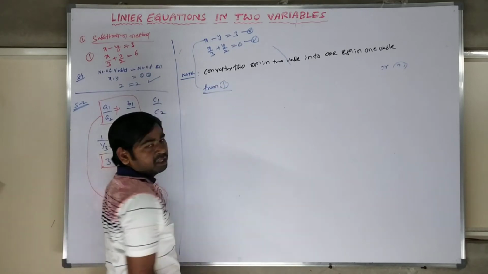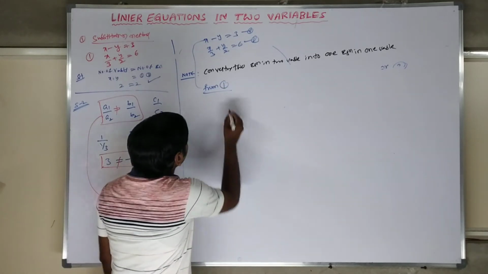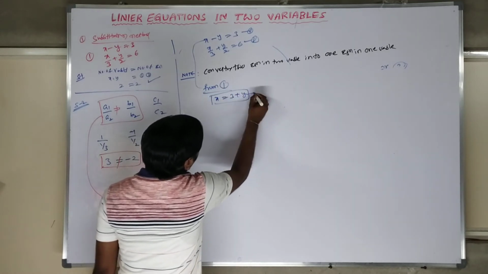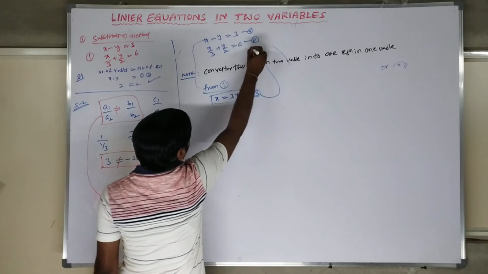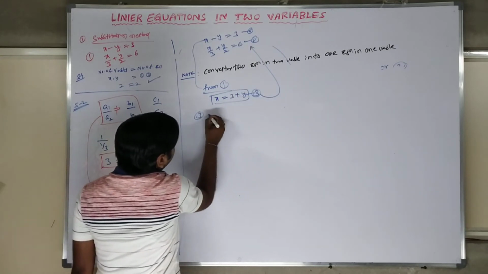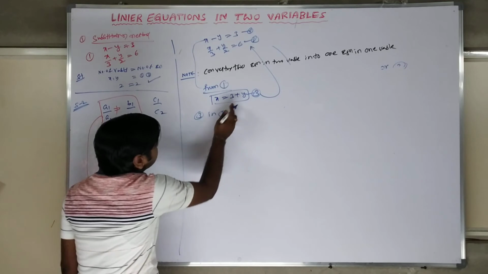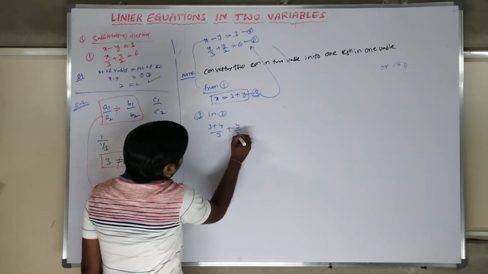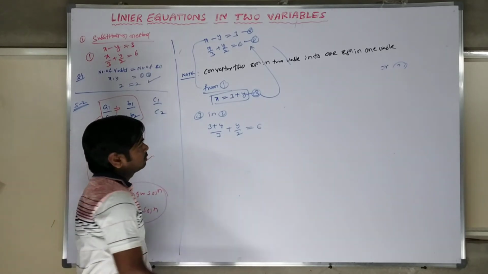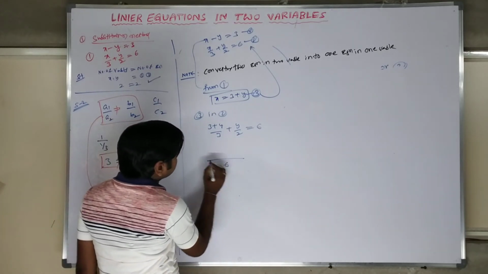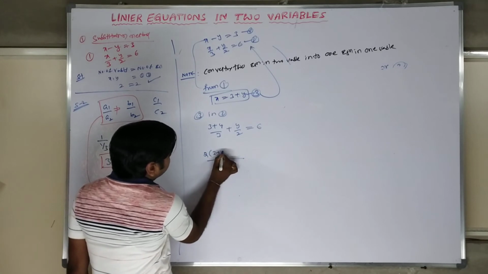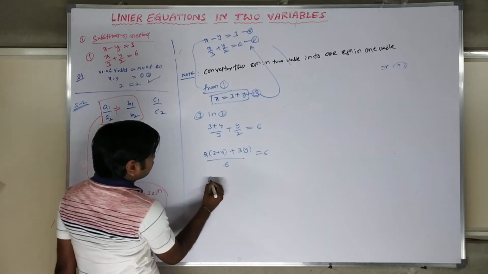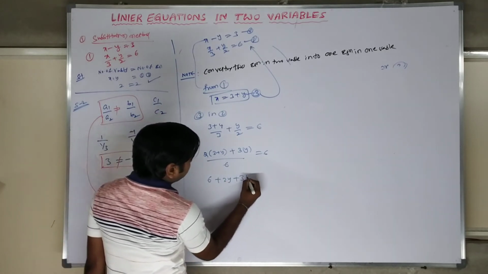From 1, you can take any one, the options are yours only. From 1, what can you write? x is equal to 3 plus y. This is equation number 3. Equation 3 I can substitute in 2. So substituting x is equal to 3 plus y: (3 plus y) by 3 plus y by 2 is equal to 6. Take LCM, LCM is 6. 2 times (3 plus y) plus 3 times y is equal to 6 times 6.